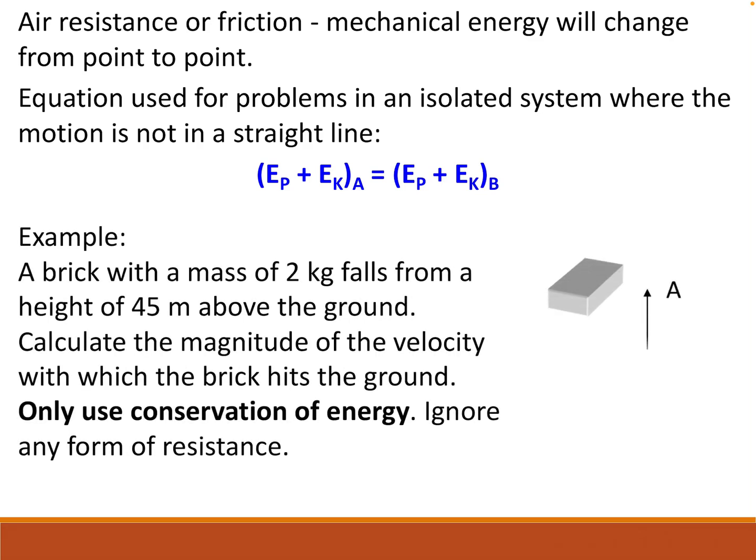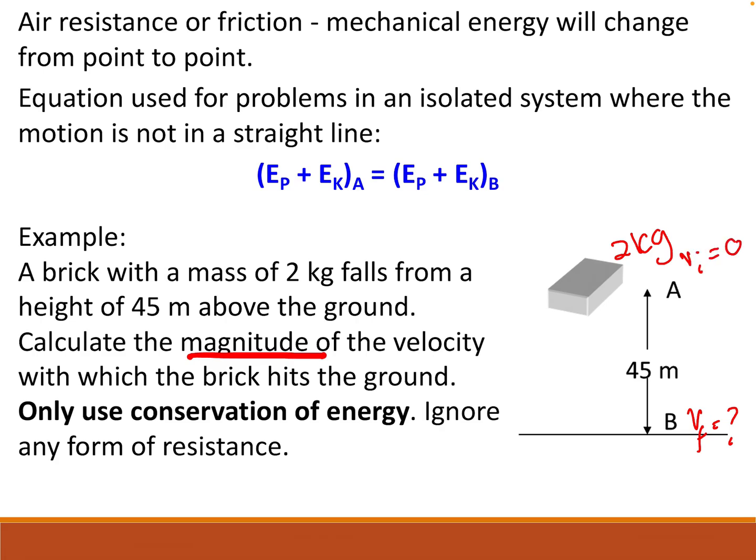So, let's look at an example. We have a brick with a mass of 2 kilograms. It falls from a height of 45 meters above the ground. Calculate the magnitude of the velocity, v, with which it hits the ground. Only use conservation of energy. That's Vf, which is what we're looking for, and Vi is 0, so it's basically dropped. Now I said use only conservation of energy, which means if you do it in any other way, even if you get the right answer, you're going to get 0.